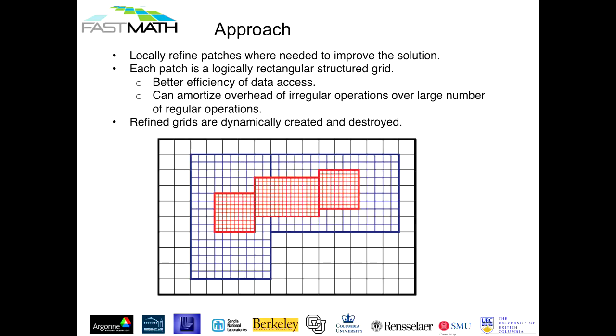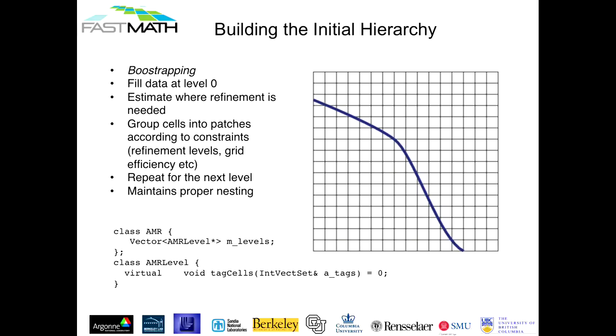Either this is as many levels as I want, or oftentimes you'll say the undivided difference of some value that I'm tagging on, say vorticity or a stress tensor, goes below a certain value. And that correlates to what your truncation error is going to look like. And then you build up a hierarchy.